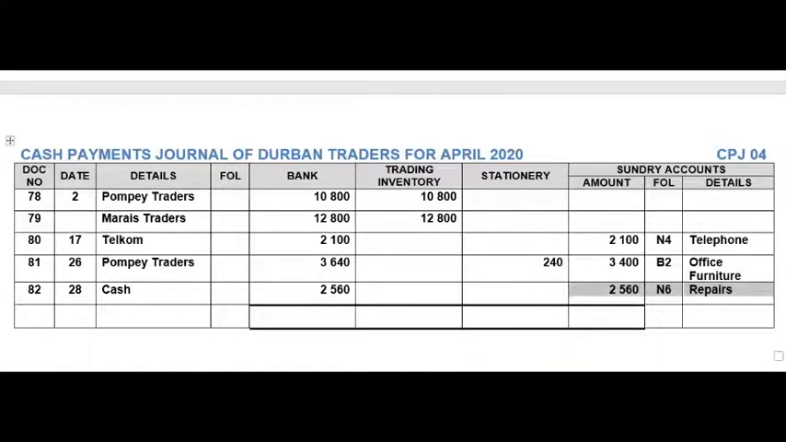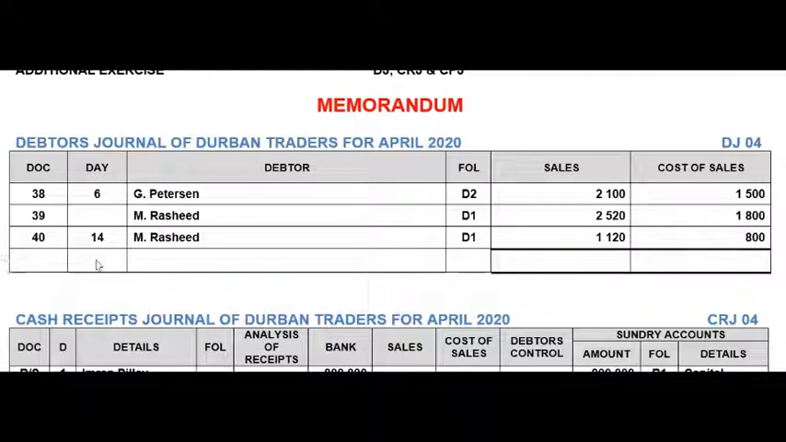Now, right at the end, I want you to remember to quickly total your journals. Okay, so if you total your debtors journal, you will get the following values. And then remember to reference your general ledger. This sales column will go to debtors control and to sales. This cost of sales column will go to trading inventory and to cost of sales.